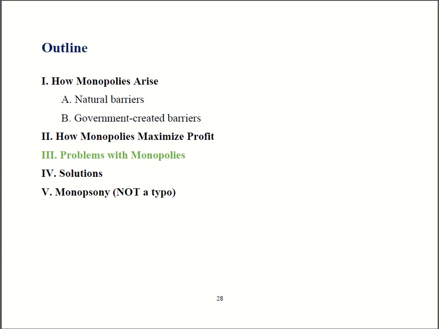Then we learned about how monopolies maximize profit. Unlike the perfectly competitive firms, the rule price equals marginal cost doesn't work anymore. Instead, you use marginal revenue equals marginal cost to find the profit maximizing quantity. You then plot that on a demand curve to find the profit maximizing price, and that's how monopolies do their business. Now, more often than not, monopolies are a bad thing. We'll look at some of the problems with monopolies in this section.